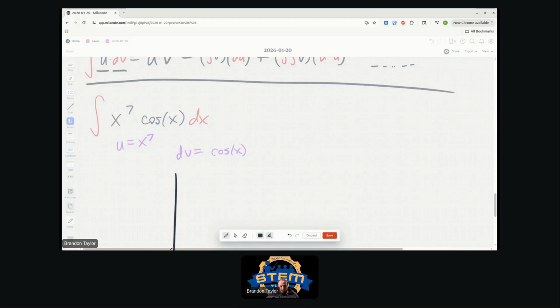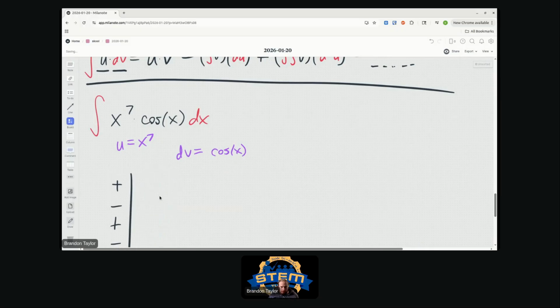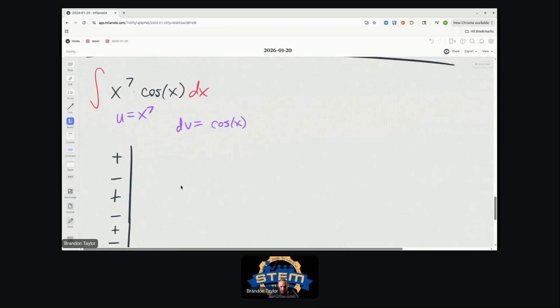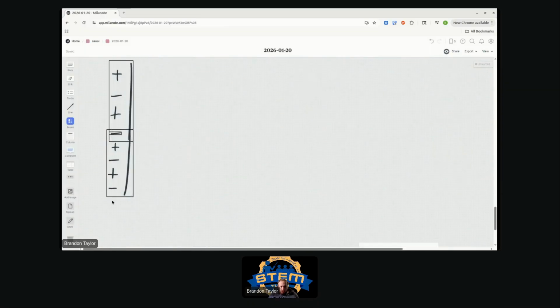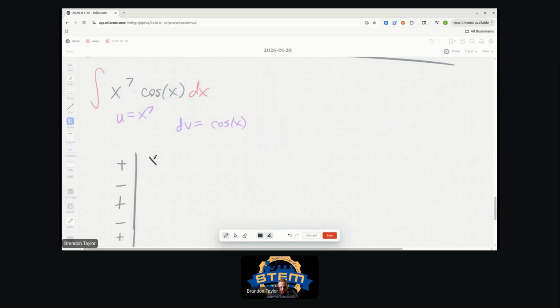You then create a table. That's why it's called tabular integration. And you do plus, minus, right? And you just keep alternating on the way down. Plus, minus, plus, minus, plus, minus, plus, minus, plus, minus, plus, minus. And you just keep going until you see how far you have to go. And then here's the important detail. You put u in the starting spot, so x to the 7th, but then you do not put dv in the starting spot. You actually take the integral of it.